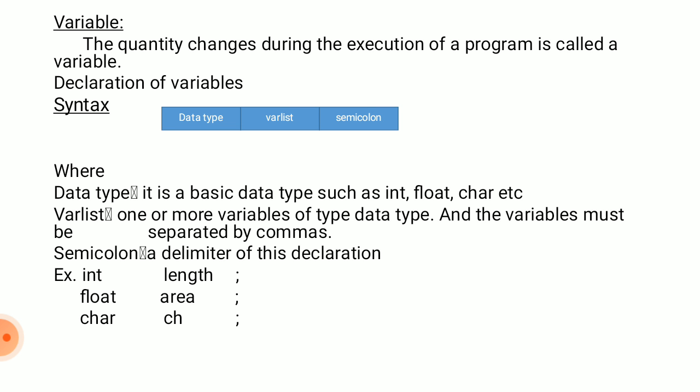Variables are also called identifiers, and a variable represents a particular memory location where the data can be stored. When we declare a variable in the program, a memory location will be allocated to that variable.